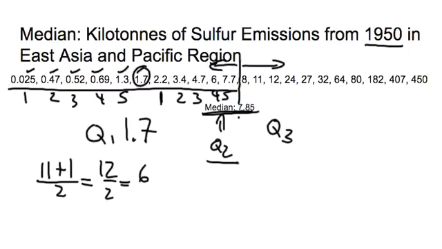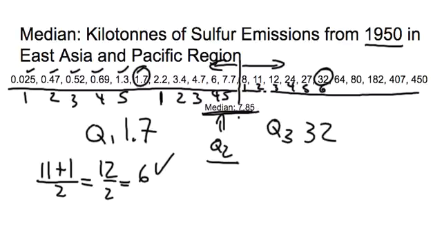And our third quartile is basically the middle of this set of data right here. Being that there's 11 pieces of data, we can use this same thing. It'll be the 6th piece on the upper half here. So there's 1, 2, 3, 4, 5, 6. So 32 is our third quartile.